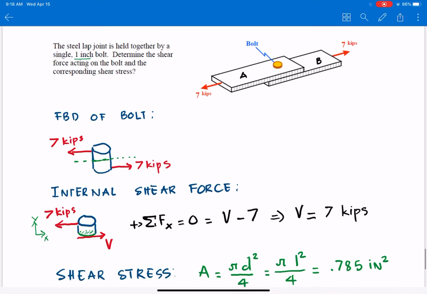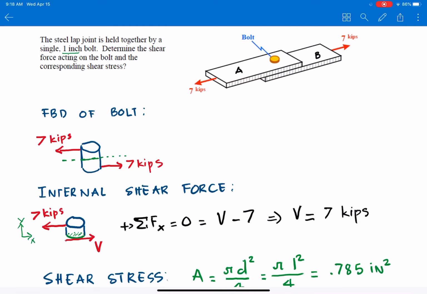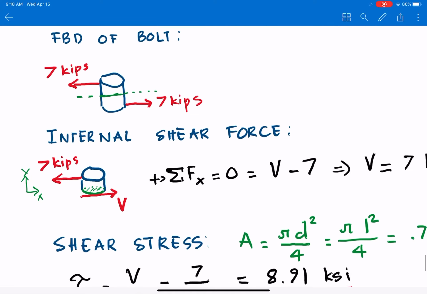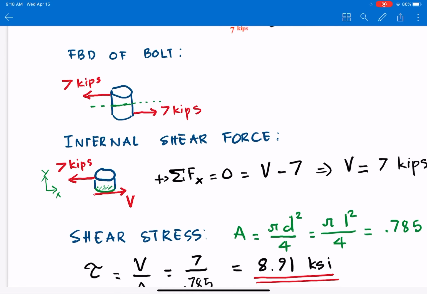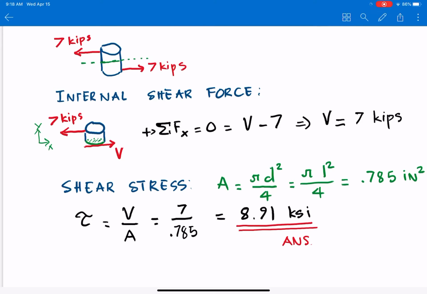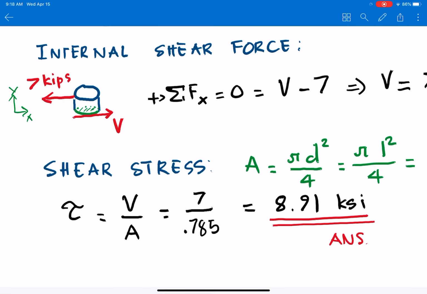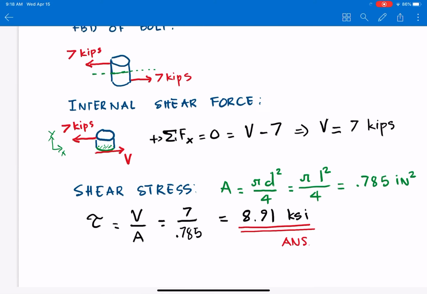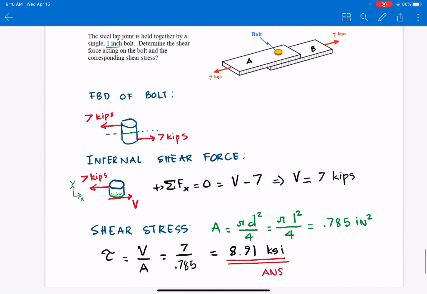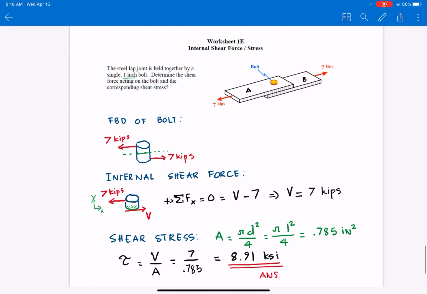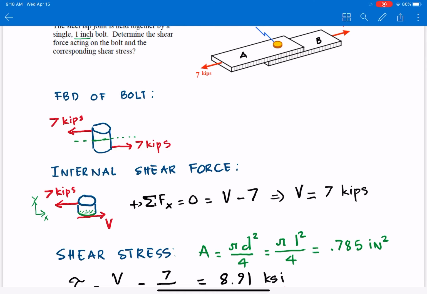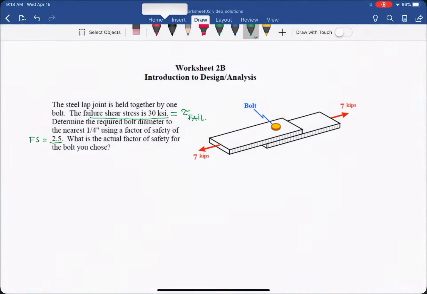With the free body diagram of the bolt, we have 7 kips each. If we cut to find the internal shear of the bolt, V for single shear is 7 kips. So tau, the shear stress, equals V over A, 7 over the area. I don't need to redo the same free body diagram, using this knowledge from lesson 1. Now we move on to today's problem.